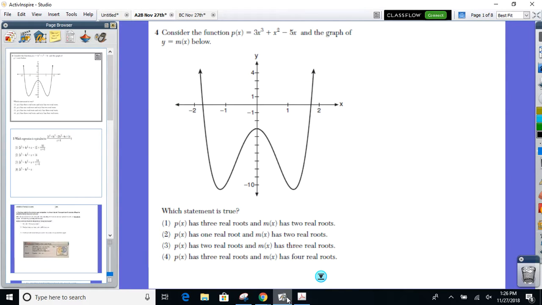We've got two different examples. One's a graph, which they're calling m of x, and one's the equation. These are not the same. All right. P of x is the equation. M of x is the graph. How many roots does each one have?